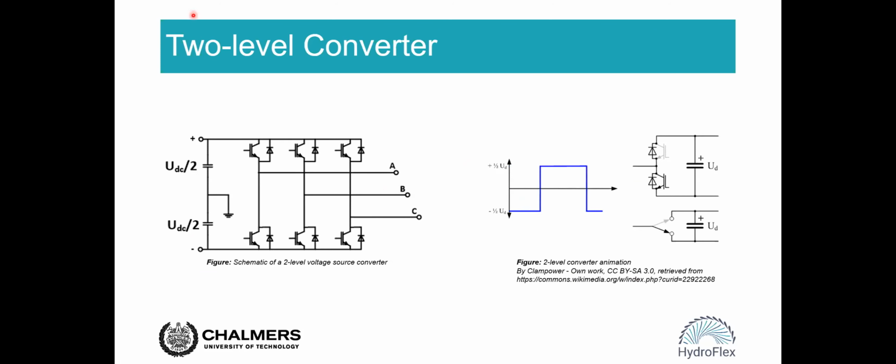On the left side is a schematic of a two-level voltage source converter. It contains a DC link and 6 IGBT and diode pairs. On the right side is the one-phase voltage of the converter. If we turn on the upper switch of one phase, then we will get the positive half DC link voltage. If we turn on the lower switch, then we will get the negative half DC link voltage. And this is two level, as we can see, for one phase voltage.